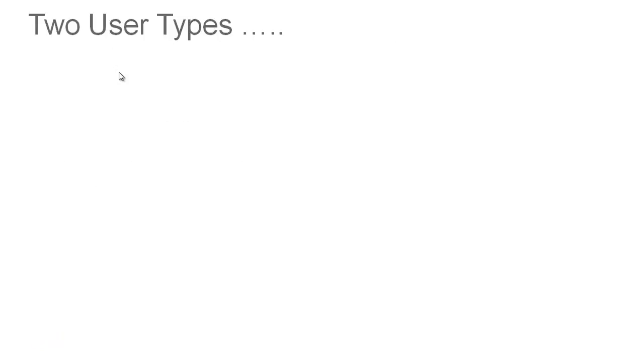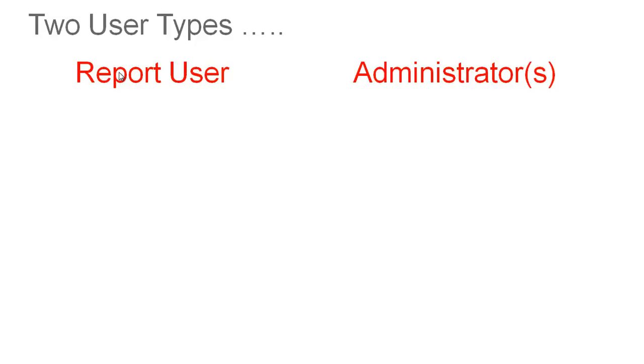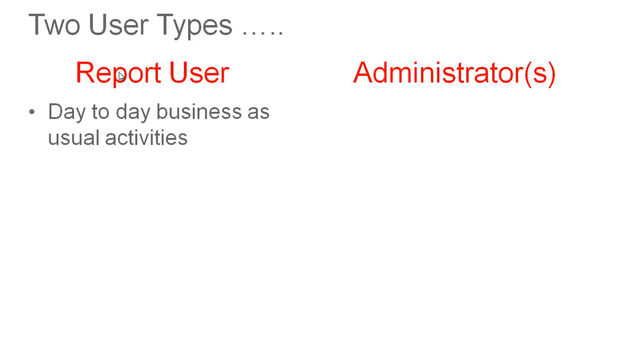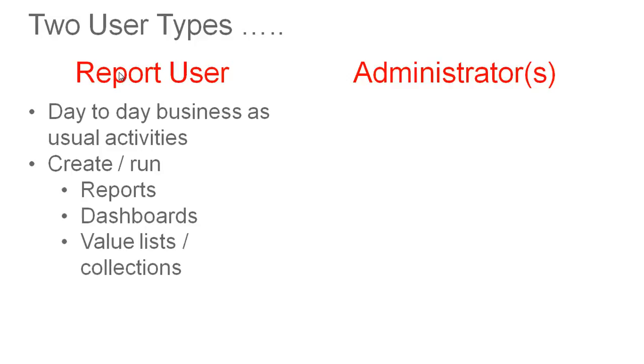Looking first at users, we find that there are two user types associated with CUIC, these being the report users and the administrators. Report users are responsible for the day-to-day business as usual activities such as creating or running reports, dashboards, value lists and collections. These users will authenticate during login via LDAP.